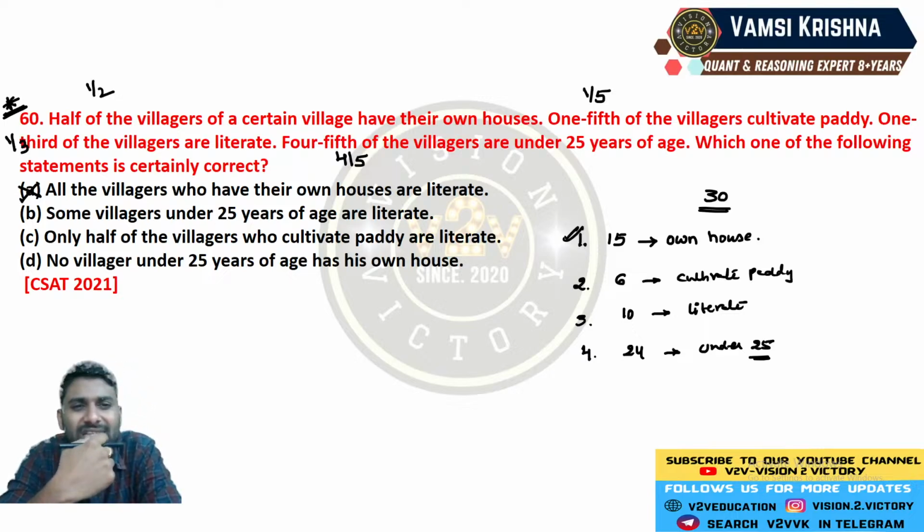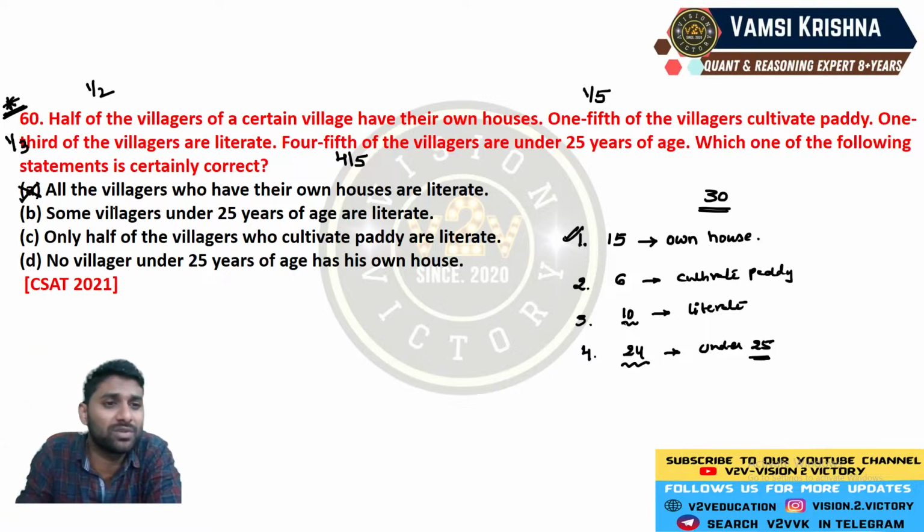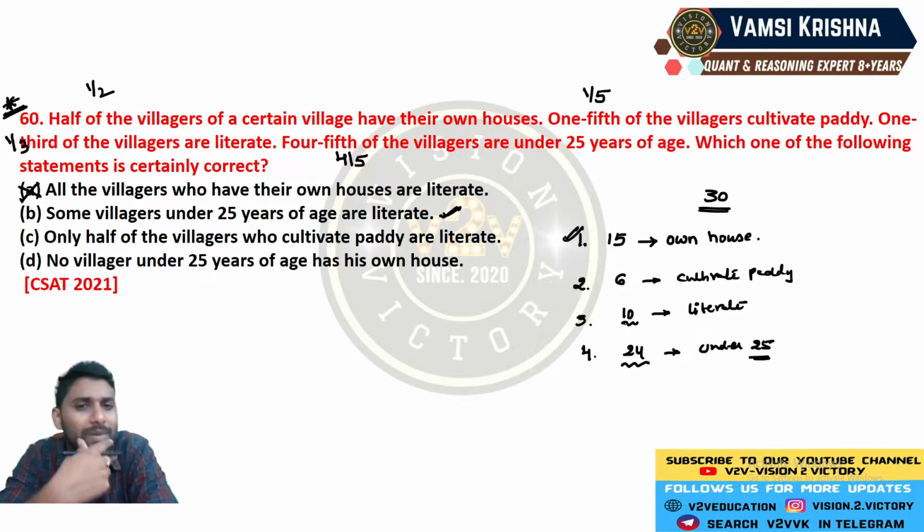Now, some villagers under 25 age are literate. See, under 25 we have 24 and literate is 10. There is a possibility that some of the people may be literate. So, condition 2 may be valid. Let me verify the third and fourth.